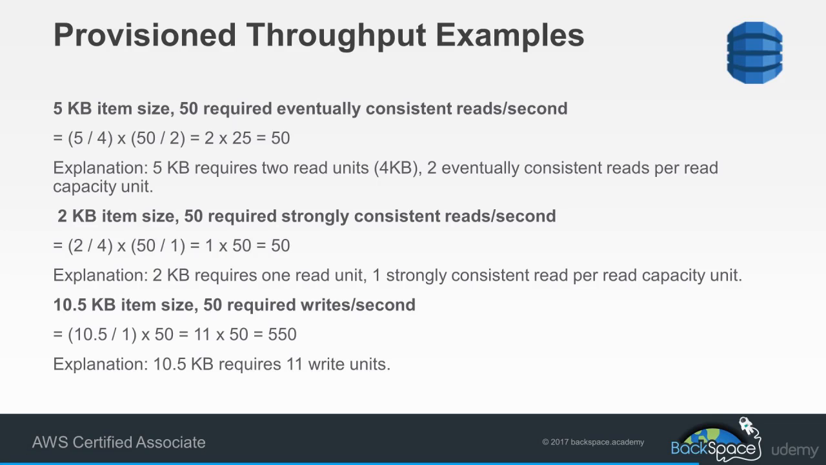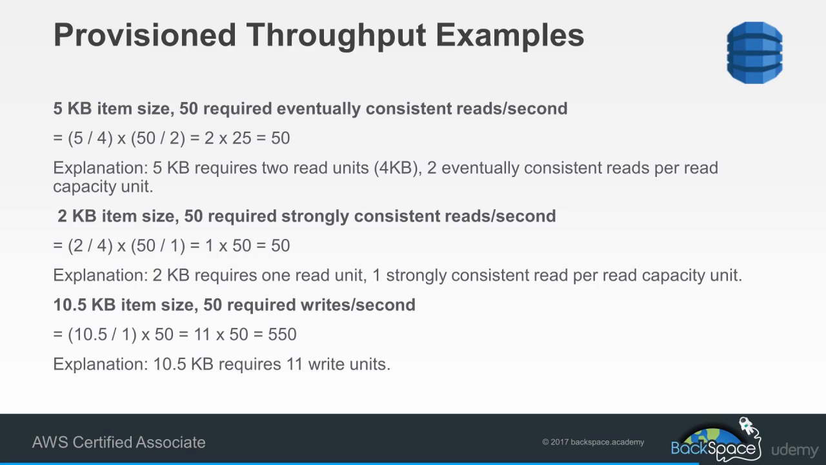So we need 2 of those. Okay, so we need over 4. So we need 2 of them because it's a 5K item in size. So that's 5 divided by 4 rounded up, so that's 2. And then these are eventually consistent reads, so we need 2 eventually consistent reads per read capacity unit. So we divide that, 50 divided by 2, and that gives us 50 as our provisioned throughput that we require. So let's have a look at another one.